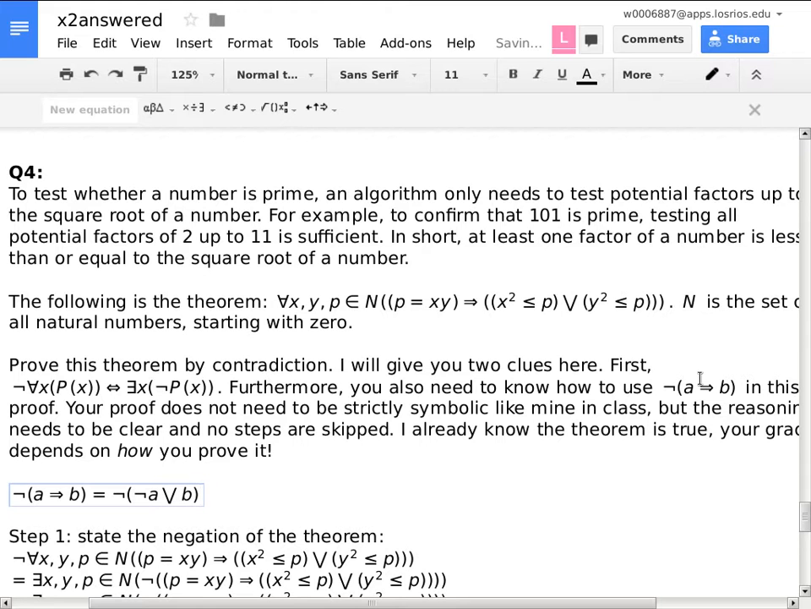Is that okay? Because A implies B being not A or B is the definition of implication. Okay. And now we have a negation on the outside and an or on the inside. We can now apply De Morgan's law.